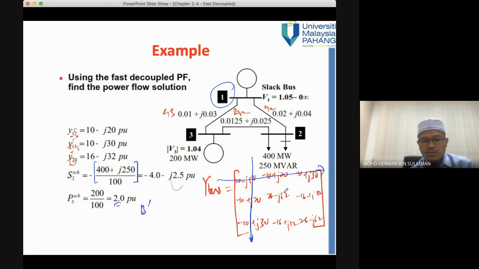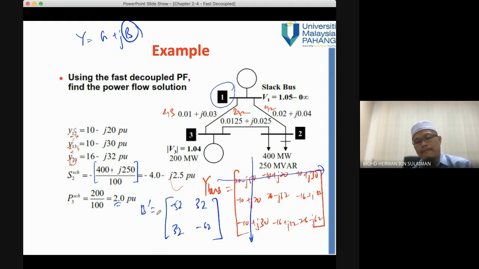Kolom 1, row 1 you eliminate. And then ambil value B dia. This one ni GB kan. Your Y, G plus JB, right? So ambil value B. So B prime equals to value B. Value B dia ialah negatif 52. Betul tak? Negatif 52. Ni 32. Ni 32. Ni negatif 62. So this is your B prime value. Ya, so ni untuk B prime. Sebab dia kena buat N tolak 1, N tolak slack bus.